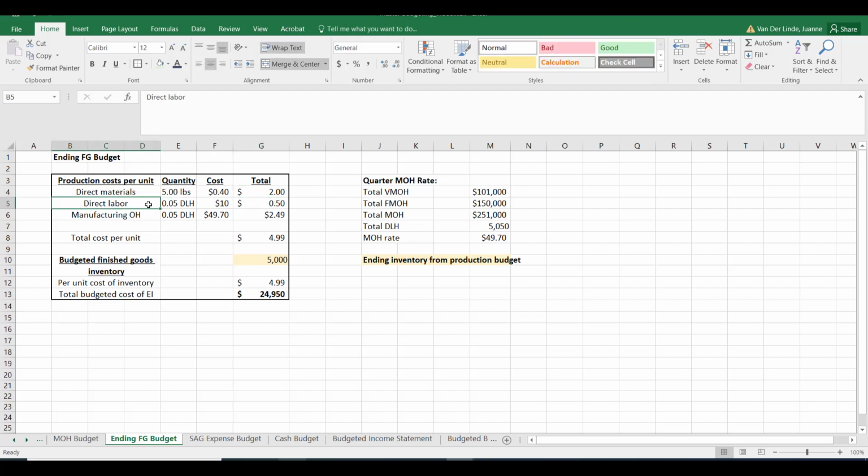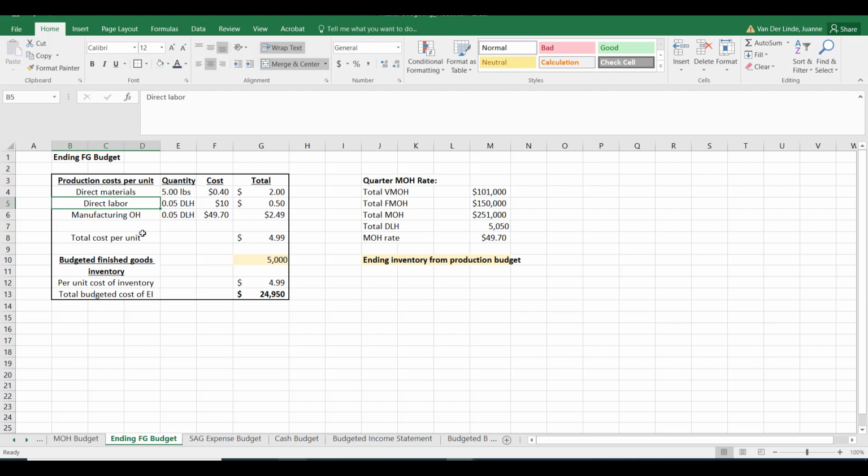We know that we require 0.05 direct labor hours, or 3 minutes of direct labor time, to complete 1 finished product or 1 unit of finished product. And the cost of direct labor is $10 per direct labor hour. So to find out the total direct labor cost to make 1 unit of finished goods, we simply take the $10 per direct labor hour times the 0.05 direct labor hours required to make 1 unit. $10 times 0.05 is a total direct labor cost of 50 cents per unit.